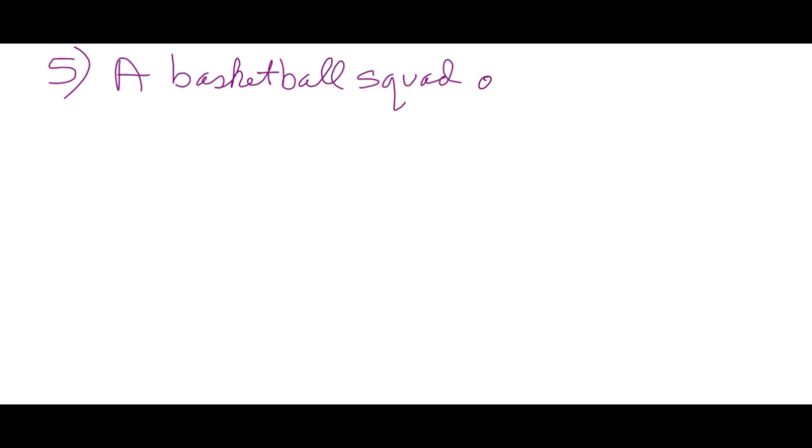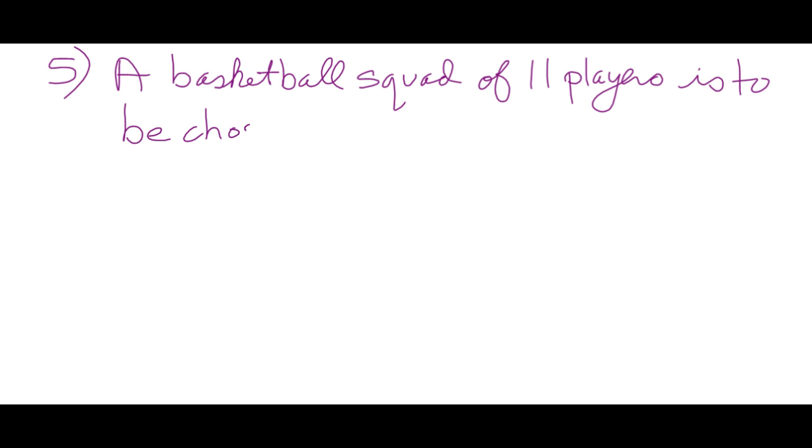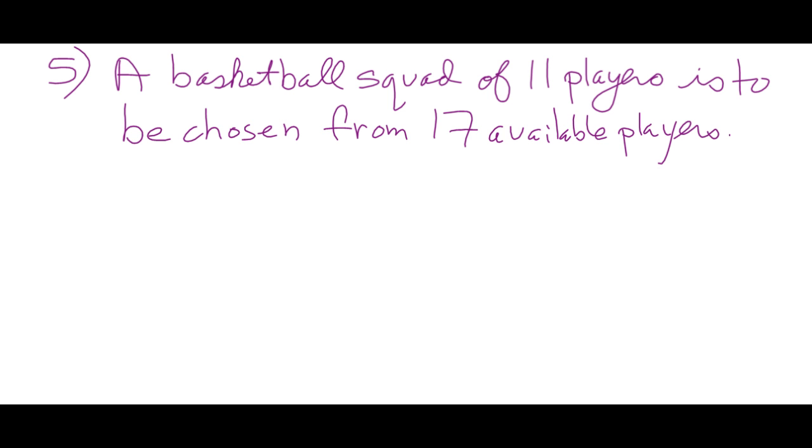Basketball squad of 11 players. It's good to increase your vocabulary as well, right? A basketball squad of 11 players is to be chosen from 17 available players. How many ways can this be done if? And then we're just going to have a couple of different questions, right? How many ways can this be done?